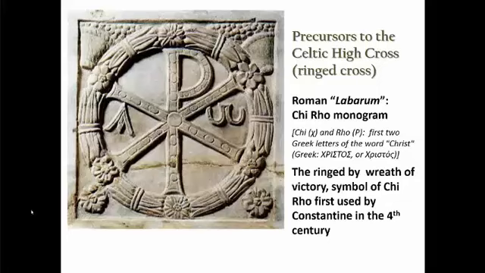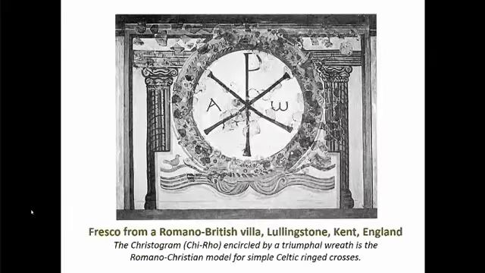Another example of a labarum may be seen within this fresco, from a Romano-British villa in Kent. Again we see the Chi-Rho, encircled by a triumphal wreath. Note as well the A and W, A standing for Alpha, while the W in Greek is the symbol for Omega, therefore the beginning and the end.